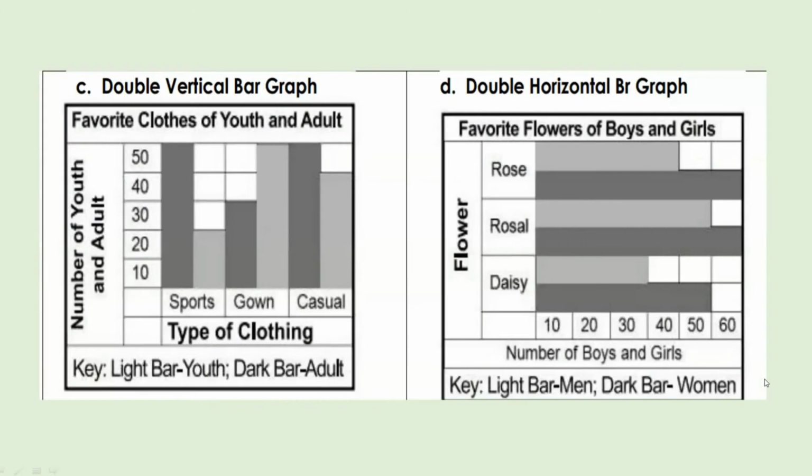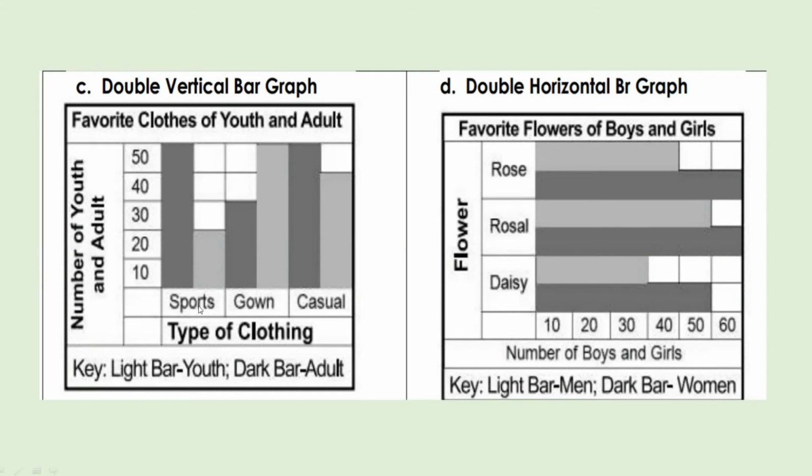So, sa letter C and letter D natin, it shows the double vertical bar graph. Bakit ba ito naging double vertical bar graph? Bakit siya double horizontal bar graph? Dito sa ating graph, meron tayong favorite clothes of youth and adults. Favorite clothes, iba-ibang clothes siya. So, meron tayong types of clothing, ito yung ating group data. Meron tayong sportswear, gown, casual. Meron din tayong youth and adult. So, dalawa siya.